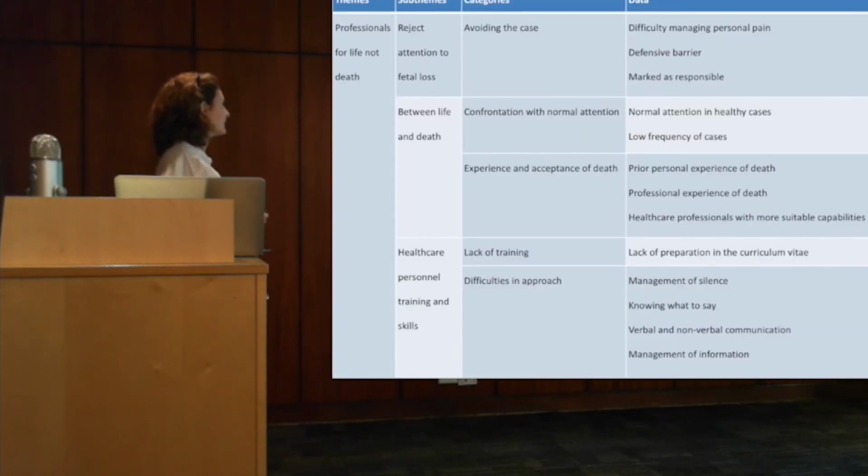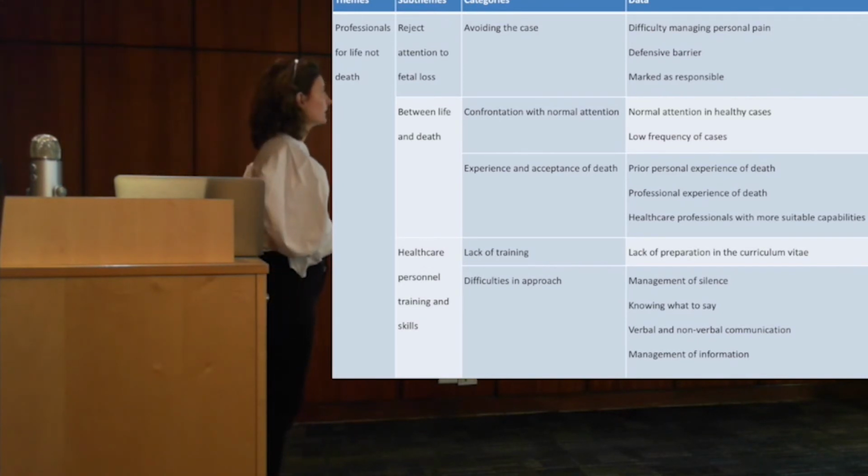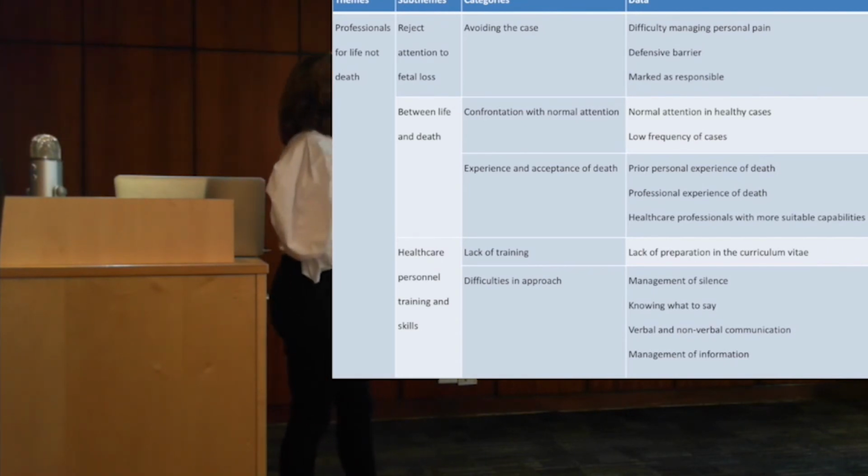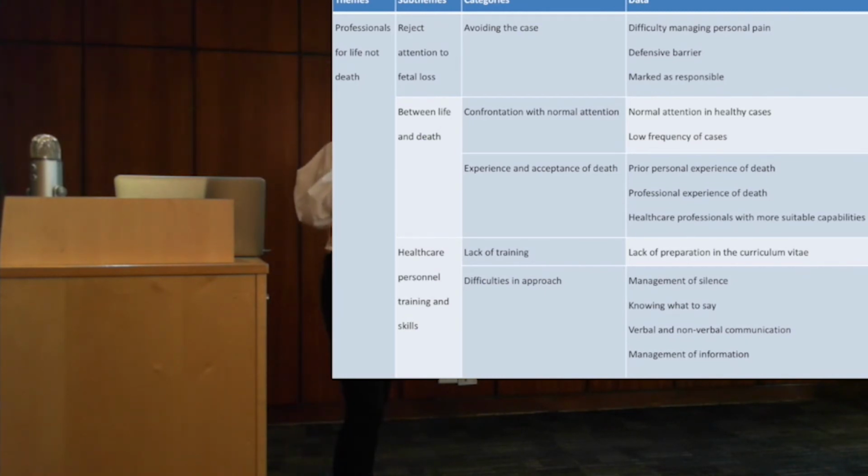They talk about the professionals for life and not for death, they thought that there was a kind of rejection of attention to fetal loss. They avoided these cases. They thought that it was difficult to manage their own pain. They were putting up defensive barriers, and they would say that they could become marked by the responsibility. The parents could mark them as the responsible for this death.